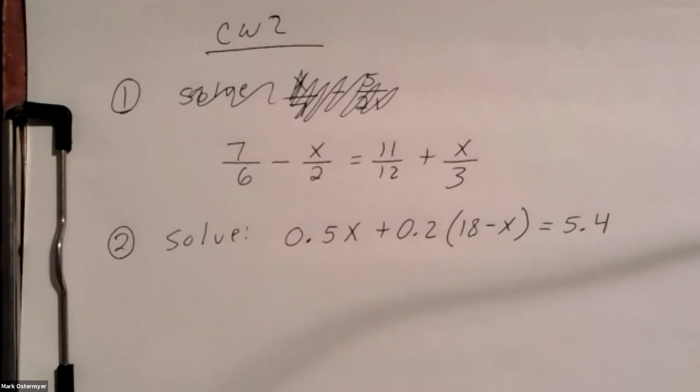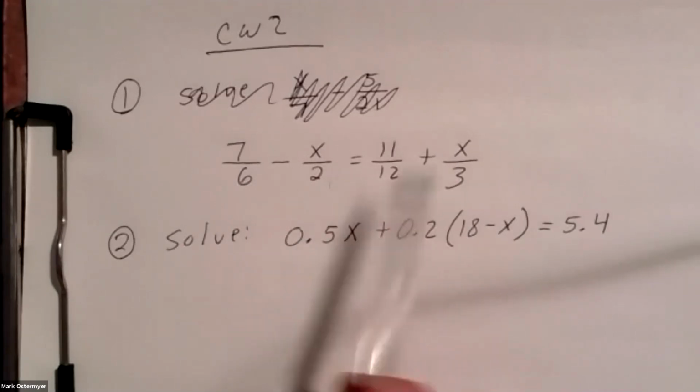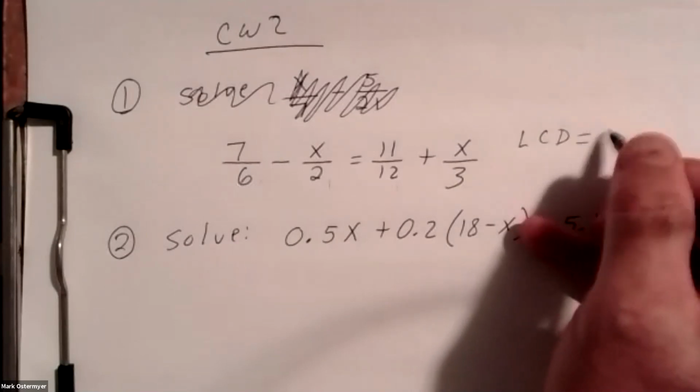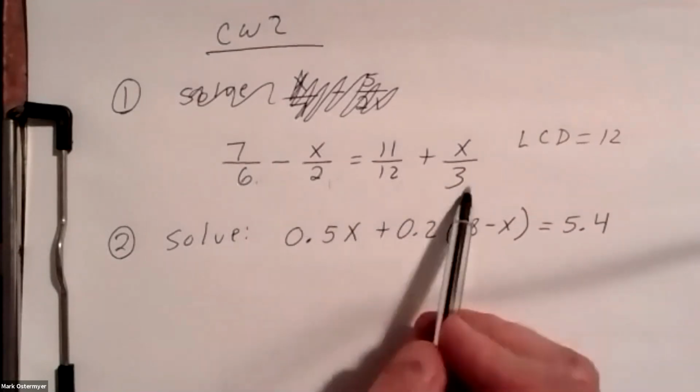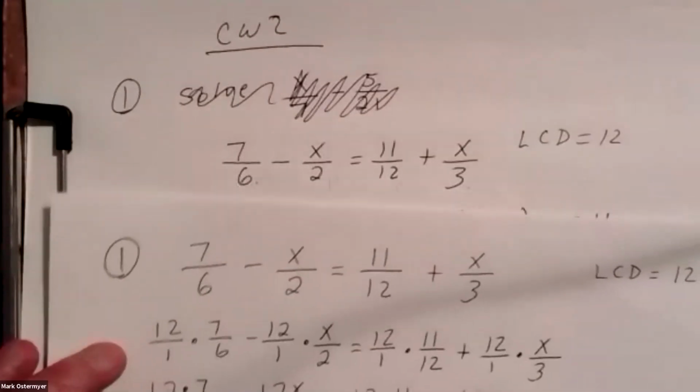All right, well, ladies and gentlemen, how do we get rid of these fractions? What's the least common denominator of 2, 3, 6, and 12? 12. So if we multiply both sides by 12, we should be able to knock these fractions out here. Let's see if we can do that.